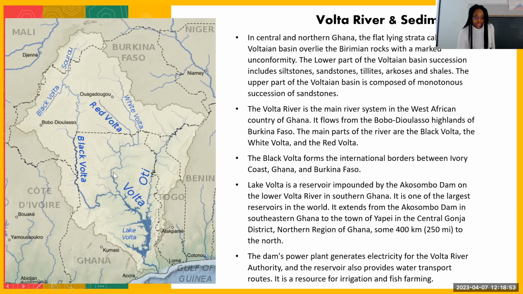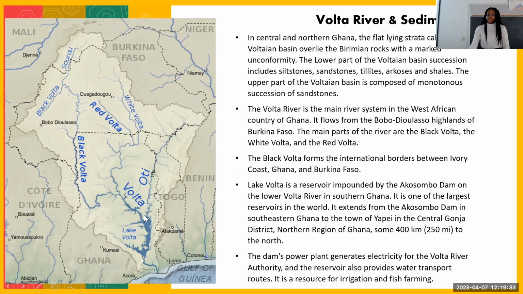The Red Volta is the first branch that branches off into the northeastern part of the country. And the White Volta is a tributary that flows all the way down from Burkina Faso before it joins with the Red Volta. Further south is Lake Volta. It's actually a reservoir that is impounded by the Akosombo Dam on the lower Volta River of southern Ghana. It is known to be one of the largest reservoirs in the world. It extends from the Akosombo Dam in southeastern Ghana to the town of Yapei in the central Gonja region. So it extends from here to roughly about here. All of that is simply the lake's reservoir.